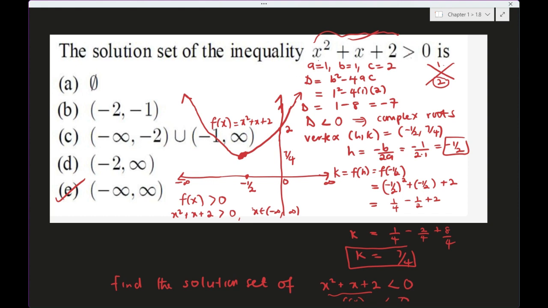But in this case, let's keep it simple. The question is asking for greater than 0, so the answer is just E. So take note of this type of question where you cannot factorize it, where the roots are complex.